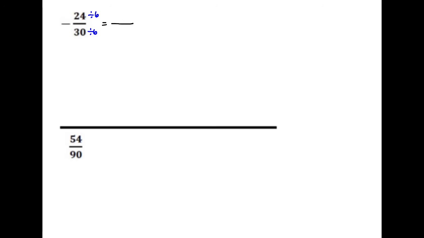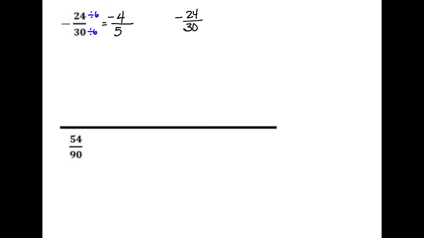I just divided. So 24 divided by 6 is 4, and I'm going to bring the negative up with the 4 so I don't forget it. And 30 divided by 6 is 5. And now 4 and 5 don't divide by anything specific, so I'm done. Okay. Could I do this process with a different number?